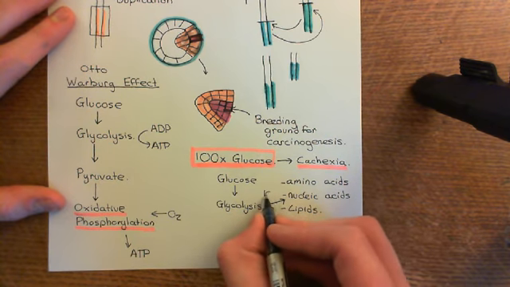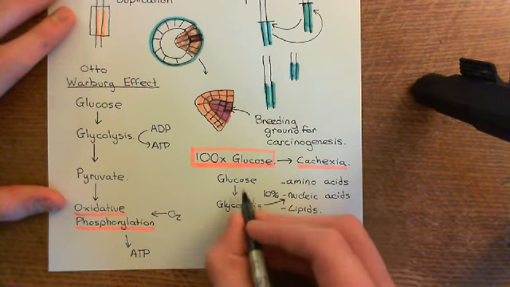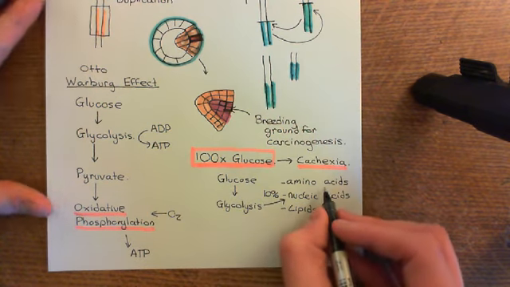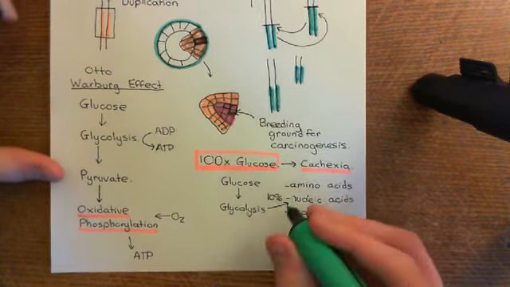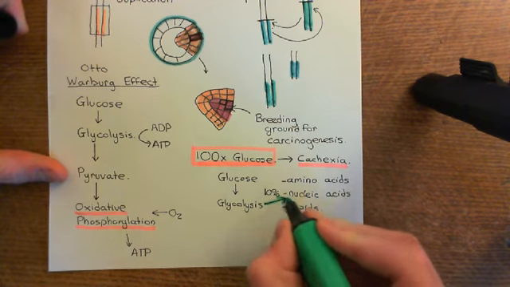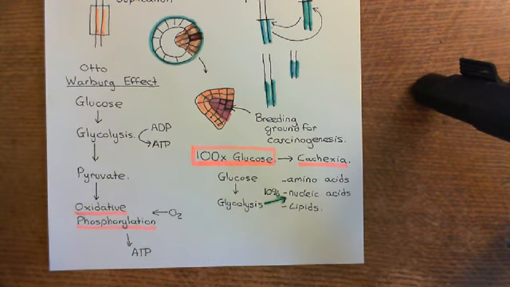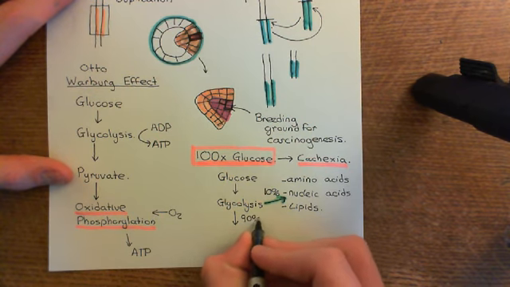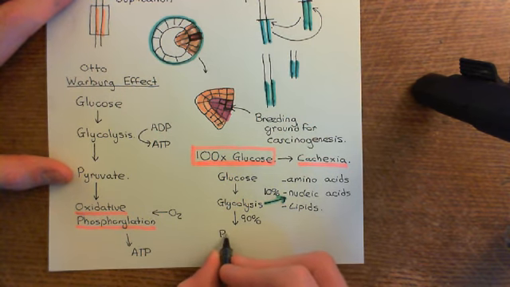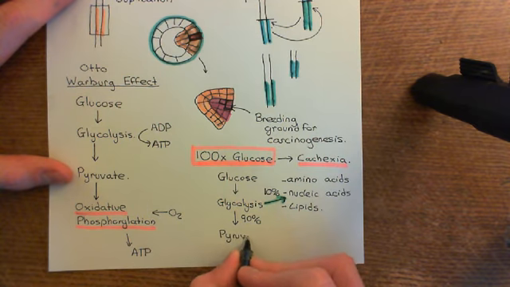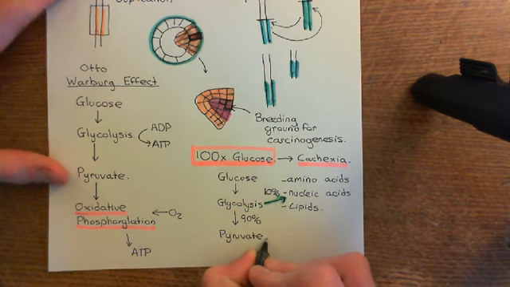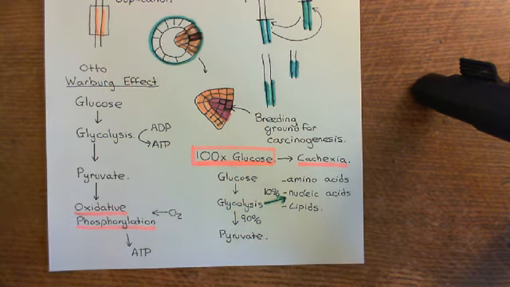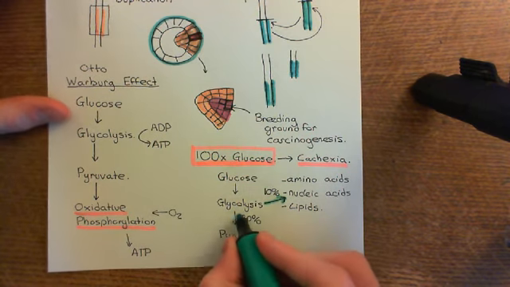So approximately 10% of the glucose that we are uptaking is going to go into the production of these other molecules here. So 10% is going to go this way. The other 90% is going to go off to pyruvate. However, the pyruvate doesn't generally go to oxidative phosphorylation, because of the low oxygen levels within the tissue.